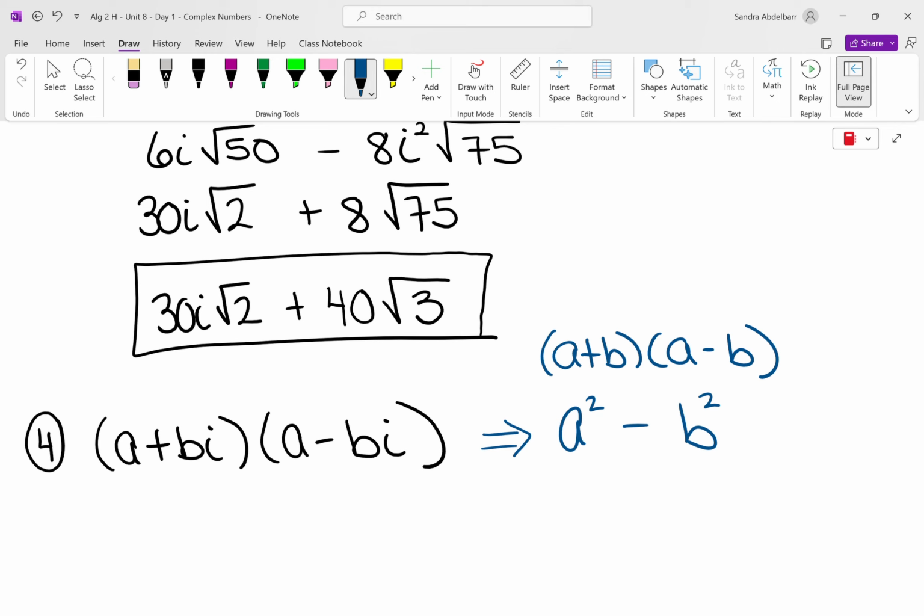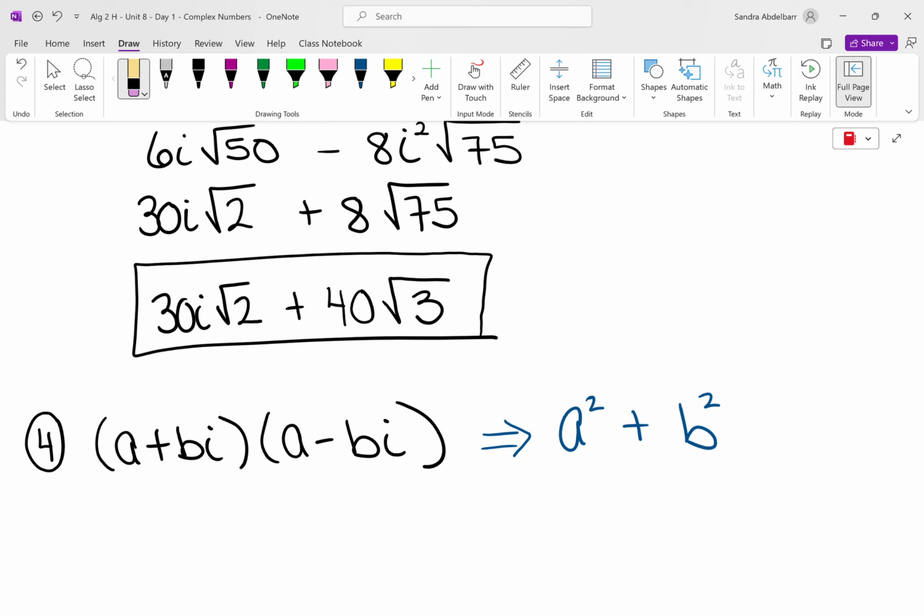How does a plus bi times a minus bi differ from a plus b times a minus b? The i's change things. Why? What's i times i? i squared, which would make this a squared plus b squared. I did not trick you. I just realized it eliminated the middle terms. Okay, so moral of the story.